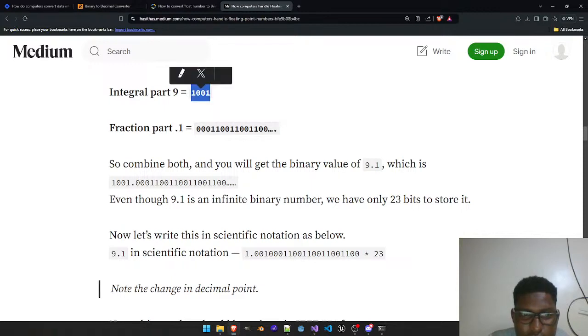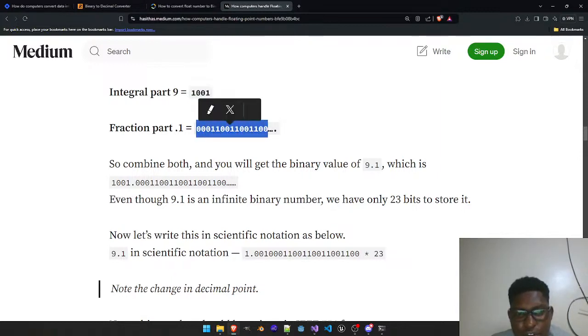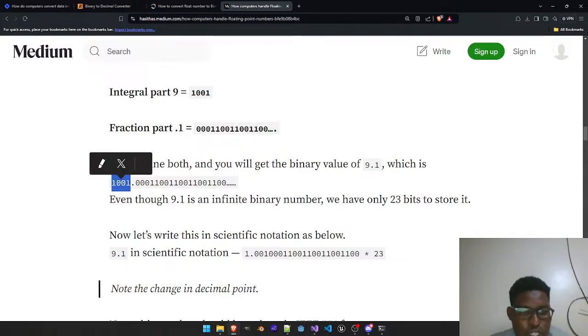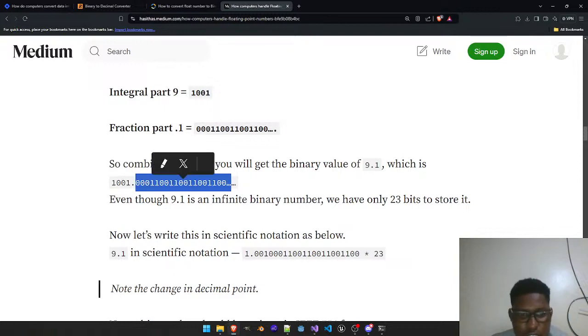Yeah. So we've converted 9 already. This is the value of 9, and this is the value of 0.1. So it's nothing different from what we are used to. Then here, even though 9.1 is an infinite binary number, we have only 23 bits to store it. Now let's write this in scientific notation as below.